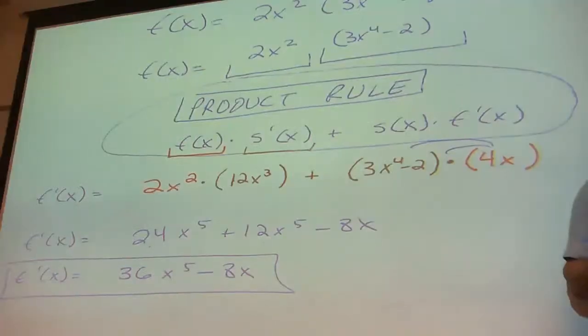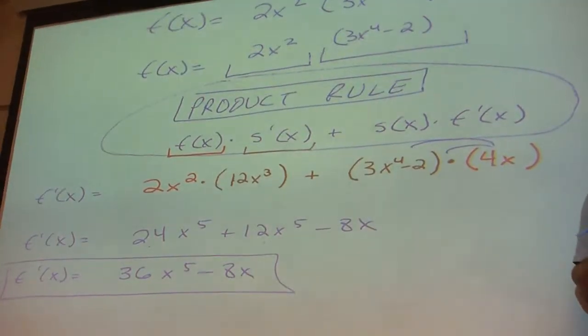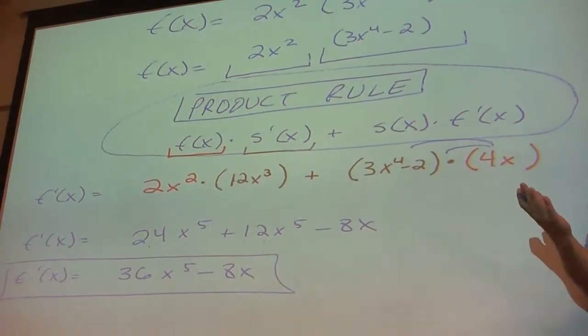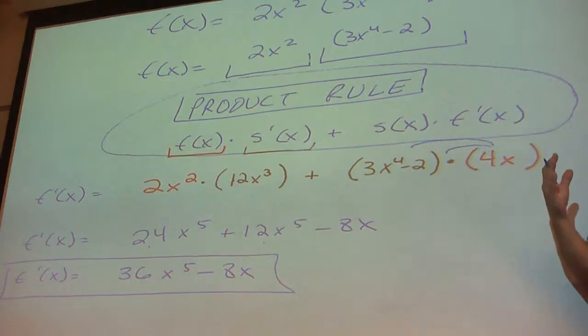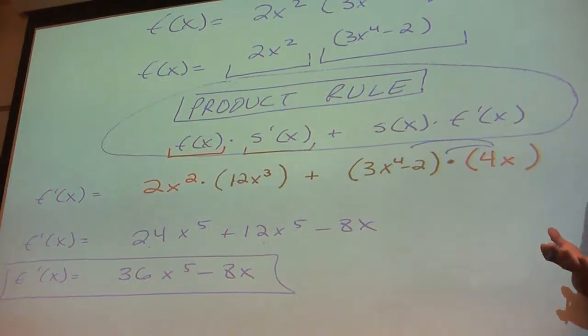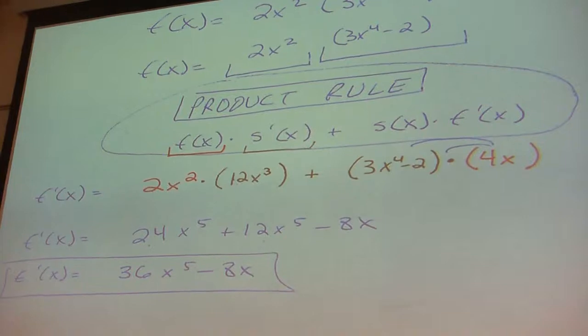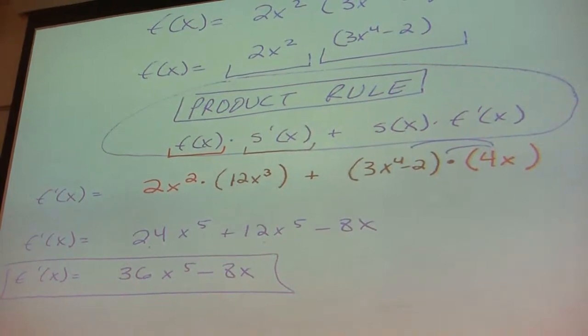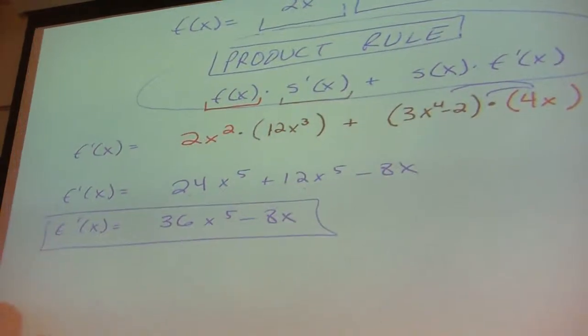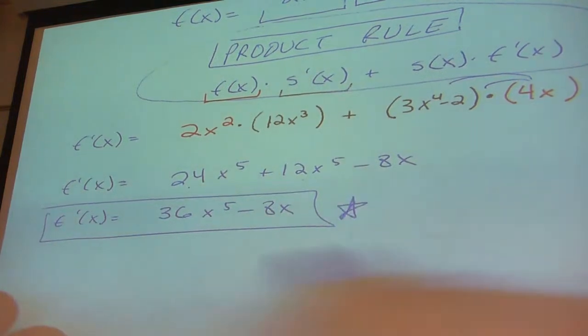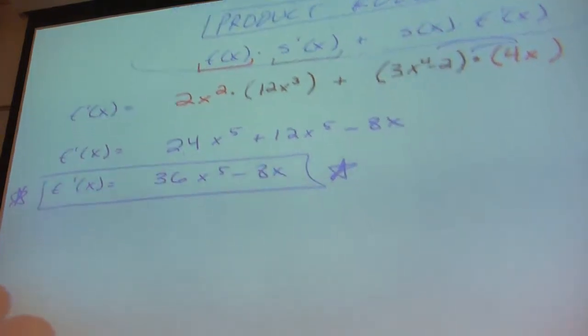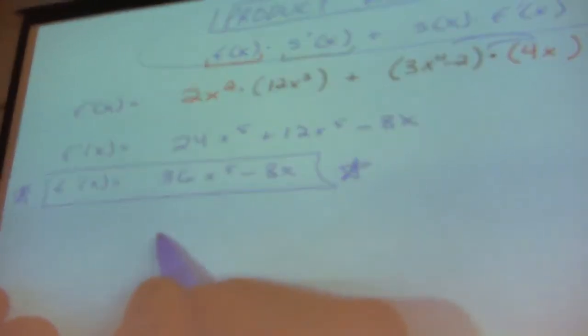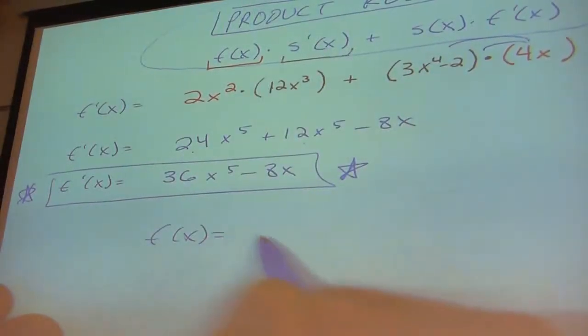Now, here's the deal. I'm the person in front. So you just copy everything down, and you're like, okay, product rule. You don't have to prove anything. You're the person in front. It must be true. No, I got to prove to you that it works. So let me real quickly prove to you that it works. Right now, I'm telling you that the answer is 36x to the fifth minus 8x. Well, let me prove to you that it works. So here's the original question.